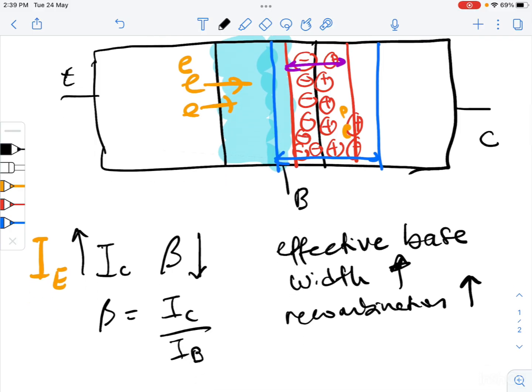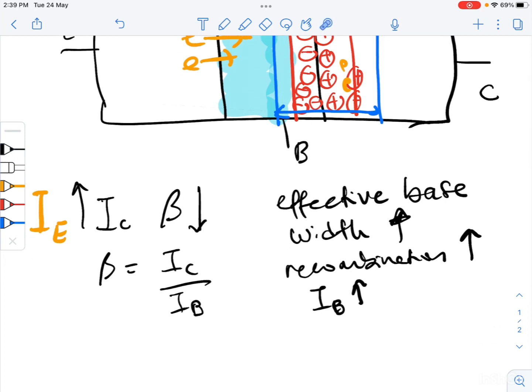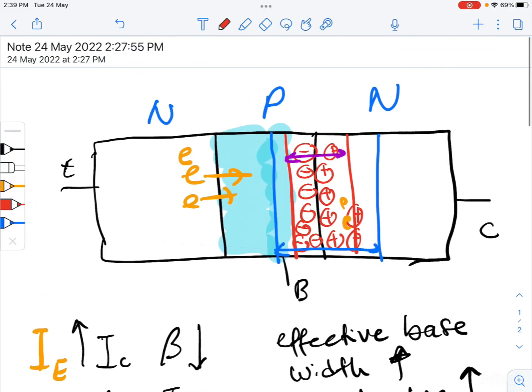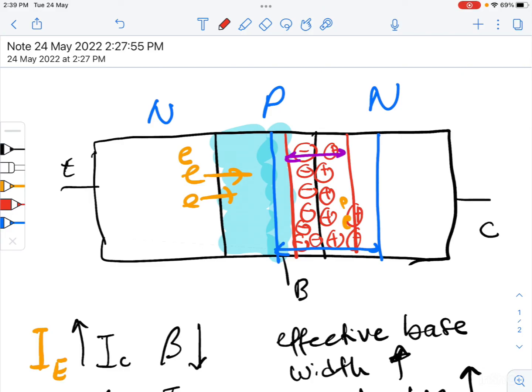So when the recombination increases, IB will increase. If IB increases, you can see here, this is the equation for the current gain. If the base current increases, this ratio will be different. Therefore, beta will decrease because it's inversely proportional. So in the end, that's why you will see in the graph that I will show later that the beta decreases with higher collector current.